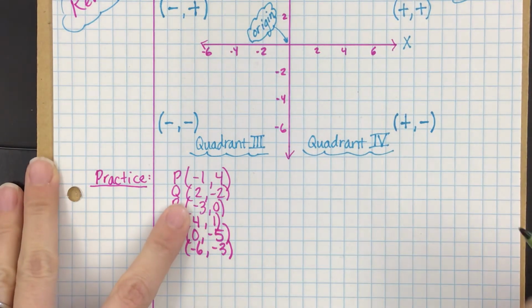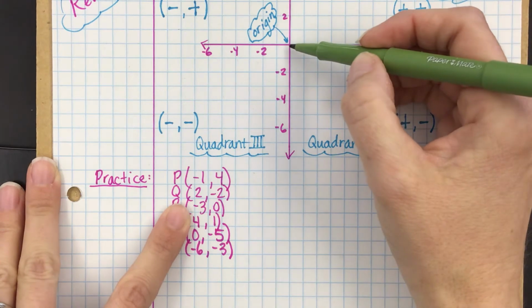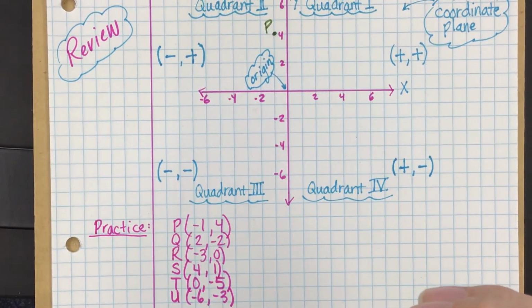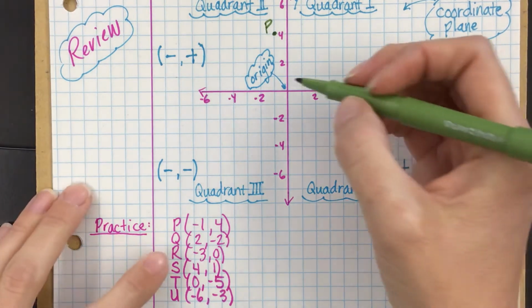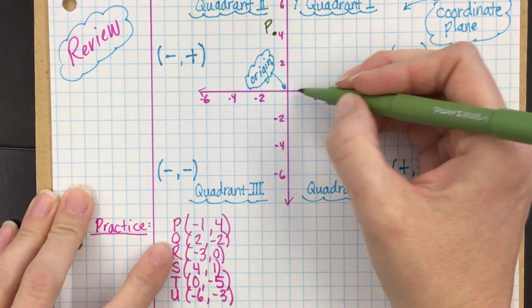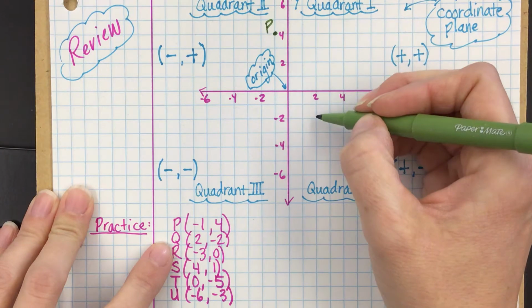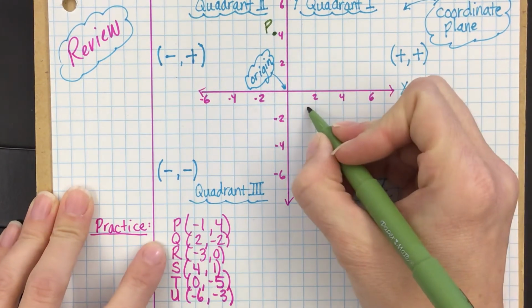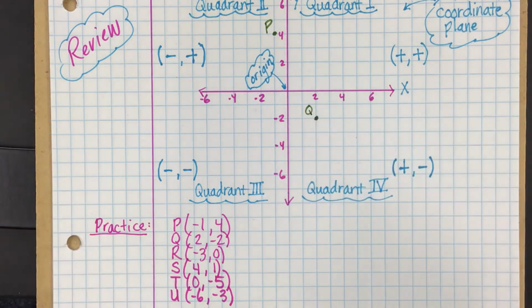My next point, my x is 2. Oh, you guys can't see that. There you go. My x is 2, so I go to the right 2 spaces, and then my y is -2. And this is Q. Okay. So go through and see if you can plot all those points.